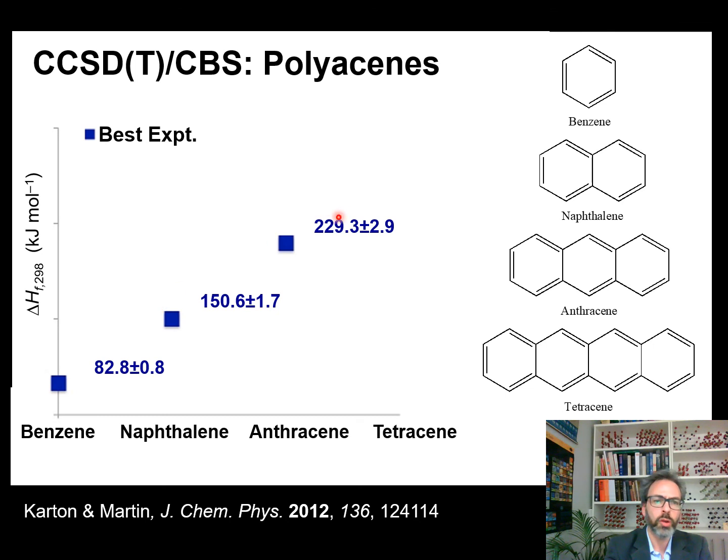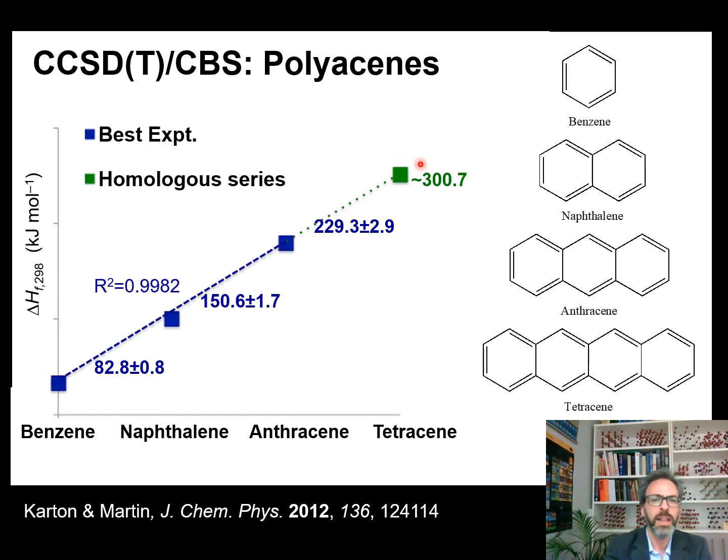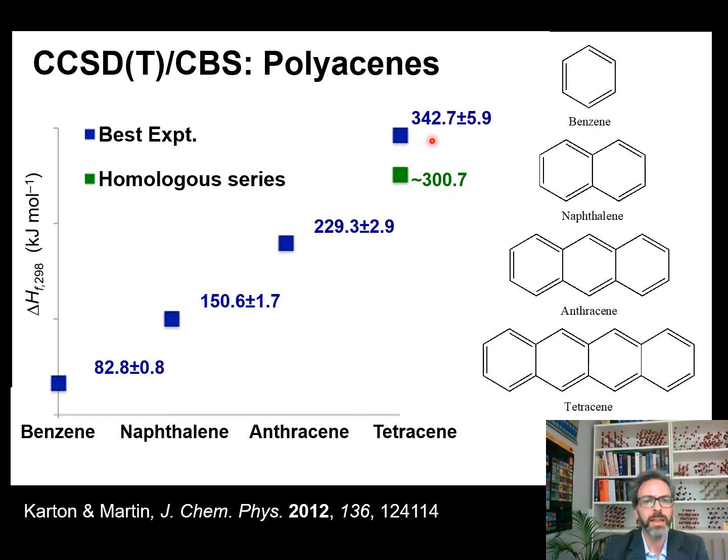This is a homologous series, and we can pass a straight line through these points to get an estimation of the heat of formation of tetracene. If we do that, we get an estimated heat of formation for tetracene of about 300 kilojoules per mole. The problem is that the experimental heat of formation for tetracene is over 40 kilojoules per mole above this estimated value. And to make things worse, the error bar associated with this measurement cannot possibly account for this very large difference.